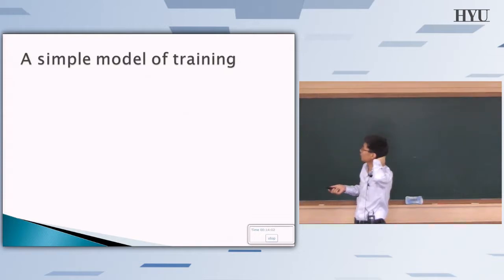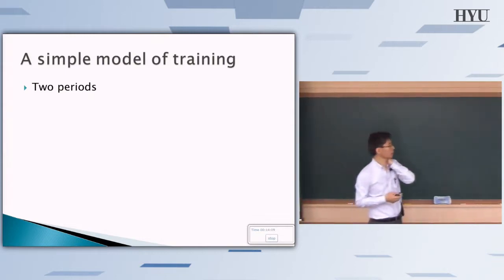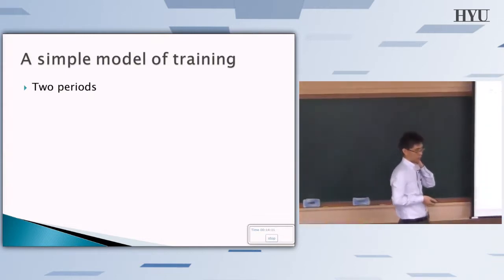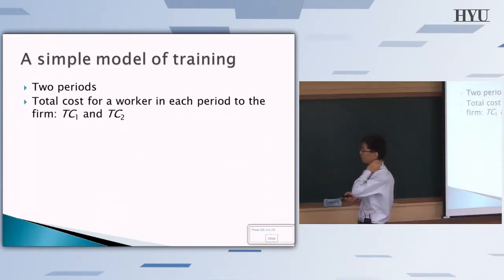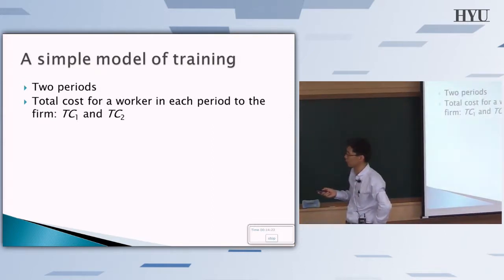Okay, now to do the training, let's think of a very simple model. In our model, we will consider a two-period model. Okay? So there are only two periods. In the first period and second period, from the firm's point of view, the total cost for a worker in each period, we call it TC1 and TC2.